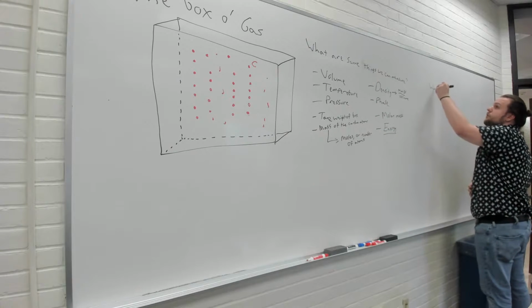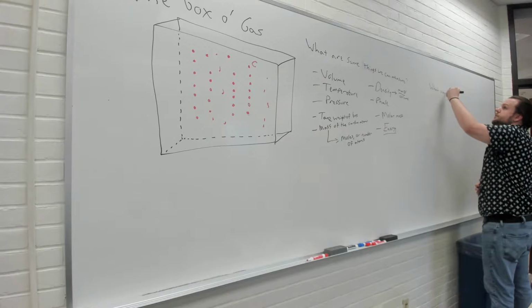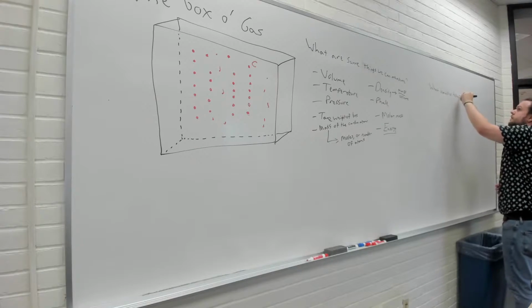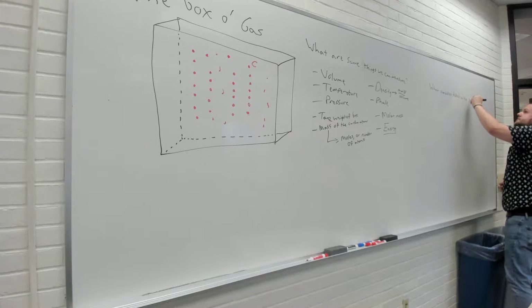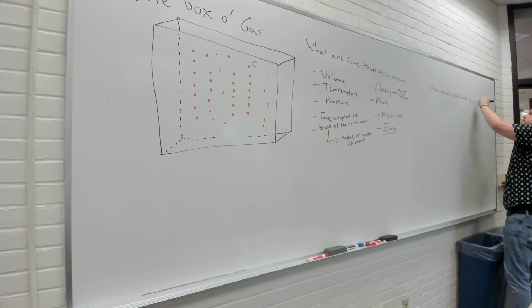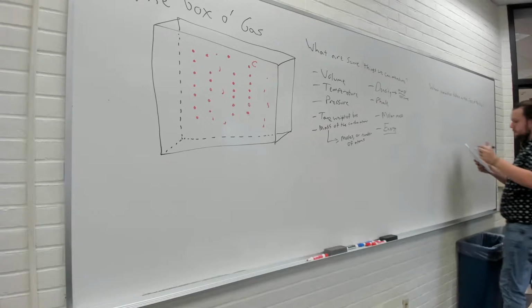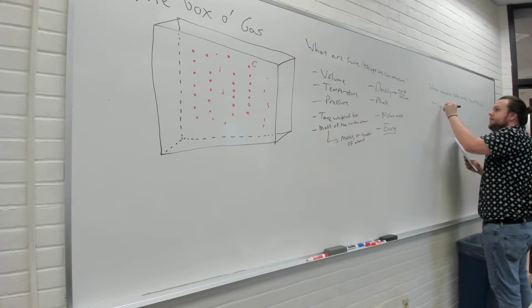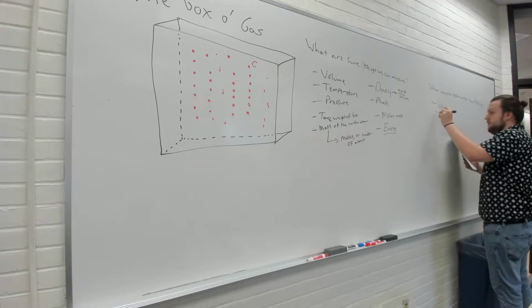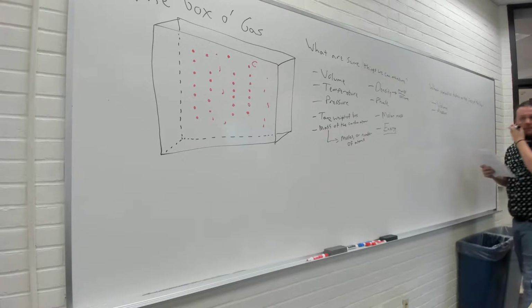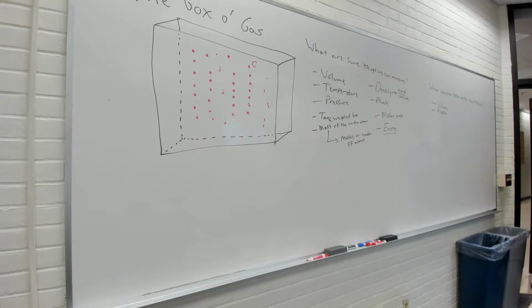Let me write that down more carefully. What variables depend on the size of the box? Volume. Volume, obviously. Pressure. Right, so volume depends, pressure depends. Phase. As we'll see later, phase will matter. Energy. Energy is an interesting one.